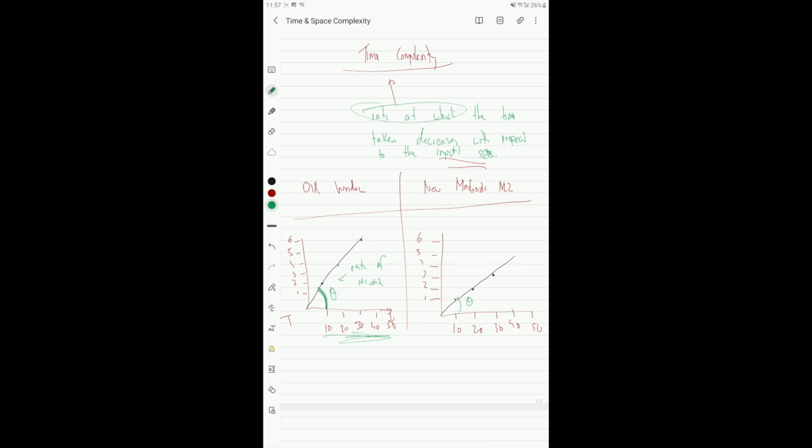So that's basically what it's saying, that if the input size varies, then the time complexity will vary. So depending on the input size, you will have a varying rate of time taken. So rather than implying that time complexity is equal to time taken, we have to state that it is the rate at which it increases or decreases with respect to the input size.